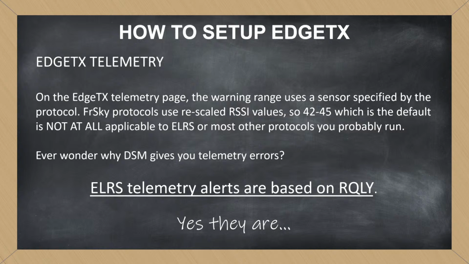So the reason I brought this up is because I can't tell you how many times I've seen people get into forums or on a channel and say, why is it that when I plug in my DSM, I get telemetry errors right out of the gate? It's probably because they don't understand, number one, what sensor is being used, nor do they understand what range to use. This was the surprise to me when I found out that it's the protocol that specifies the sensor that's being used. In the case of ExpressLRS, and I've got this confirmed both from the Edge team and the ExpressLRS team, the telemetry alerts on the telemetry page are based on RQLY. Yes, they are. Don't argue that they are. I confirmed it multiple times. So we're going to get into that in just a second.